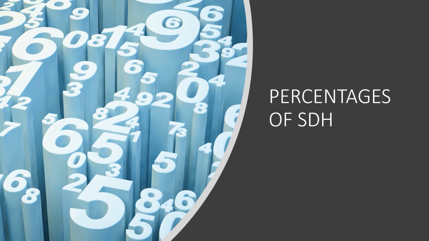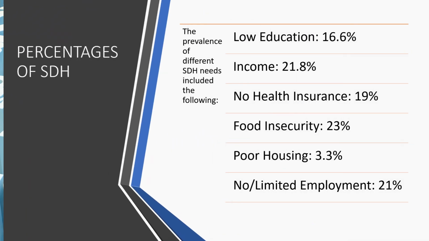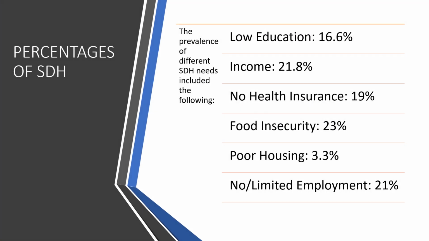What are the percentages of SDH? Again, SDH stands for social determinants of health. The prevalence of different social determinants of health needs includes the following. Low education accounts for 16.6%, low income 21.8%, no health insurance accounts for 19%, food insecurity accounts for 23%, poor housing 3.3%, and no or limited employment 21%. These are the social determinants of health, and these are the needs that are included with that.